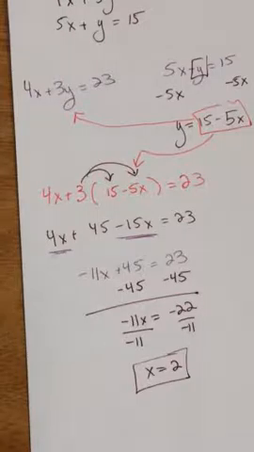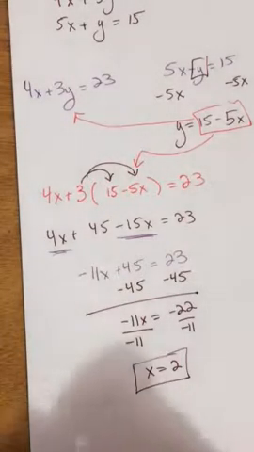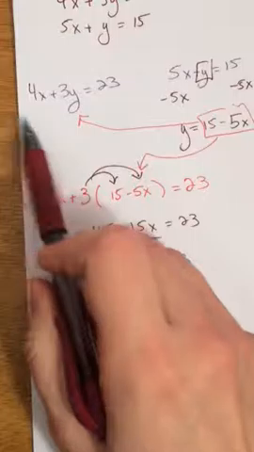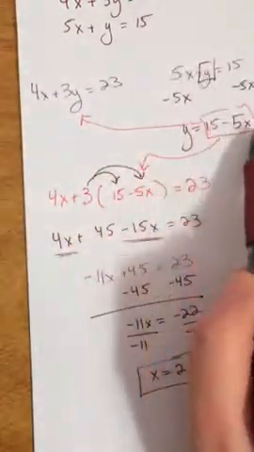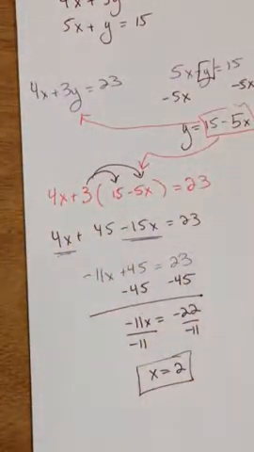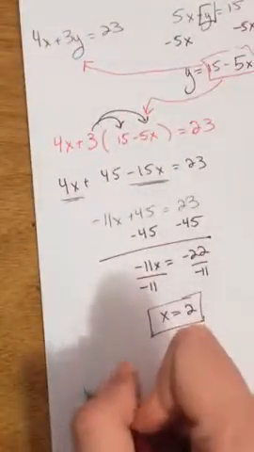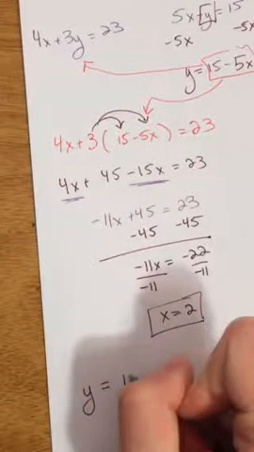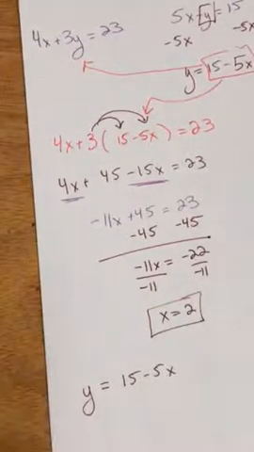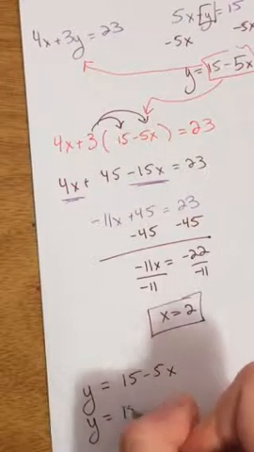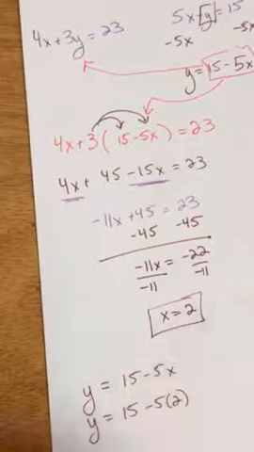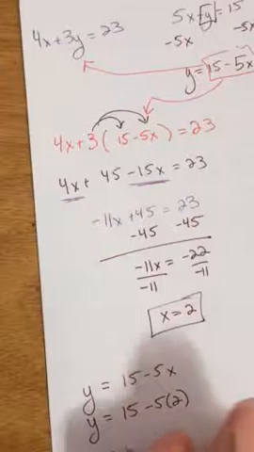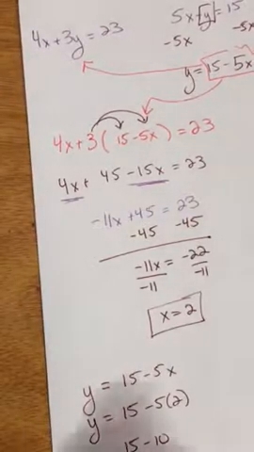And now you should be saying to yourself, am I done? And you're not, right? You need to find y. So you can either use this equation, or the one that's already solved for y. And why not use that one? So I'm going to rewrite it down here. y equals 15 minus 5x. And x is really 2, so I have y equals 15 minus 5 times 2. So y equals 15 minus 10.